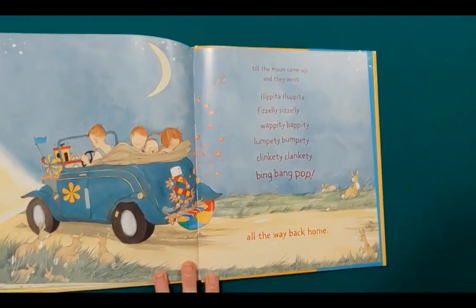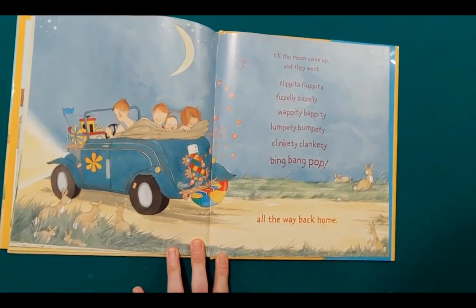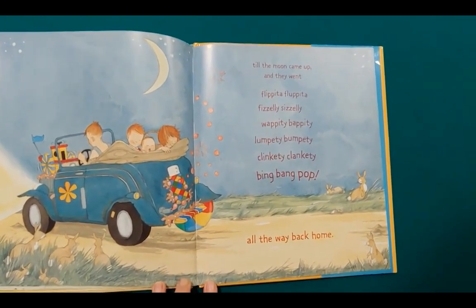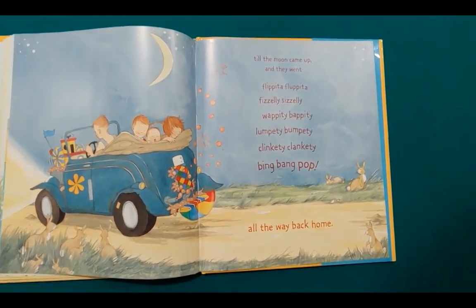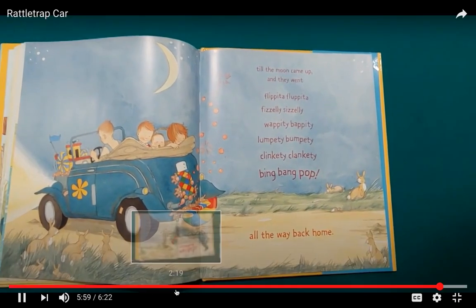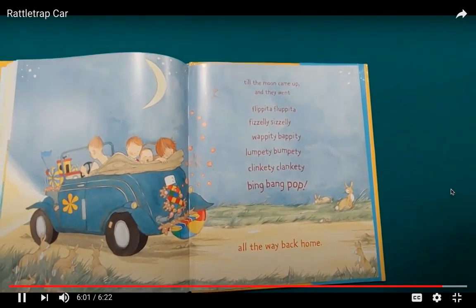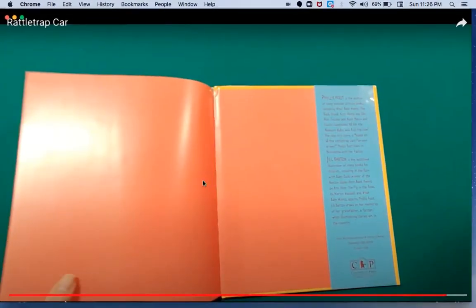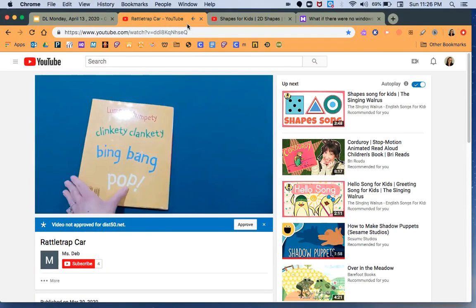till the moon came up, and they went flippity, floppity, fizzly, sizzly, whappity, bappity, lumpety, bumpety, clinkety, clankety, bing, bang, pop, all the way back home. The end.